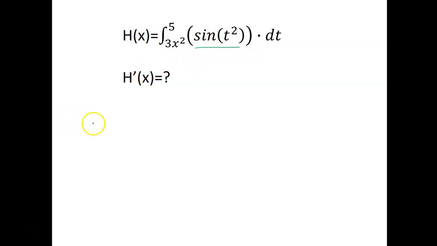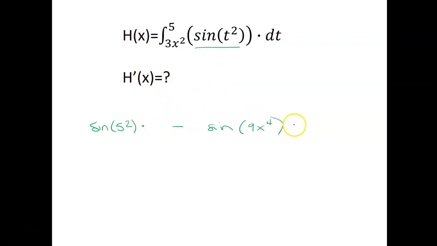So this is going to end up looking like the sine of upper limit squared minus the sine of lower limit squared. So 9x to the fourth. And I can't forget my chain rule pieces.